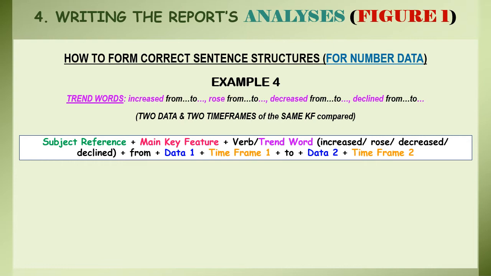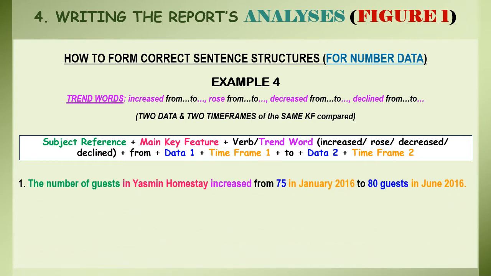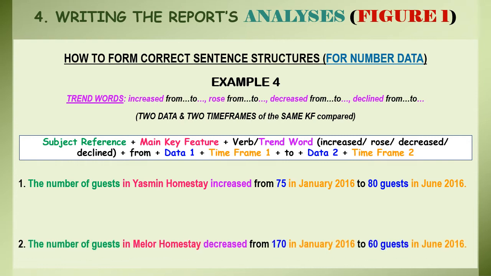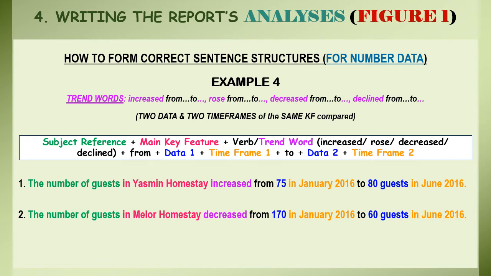time frame number 2. For example, the number of guests in Yasmin Homestay increased from 75 in January 2016 to 80 guests in June 2016. The second one, the number of guests in Merlot Homestay decreased from 170 in January 2016 to 60 guests in June 2016.